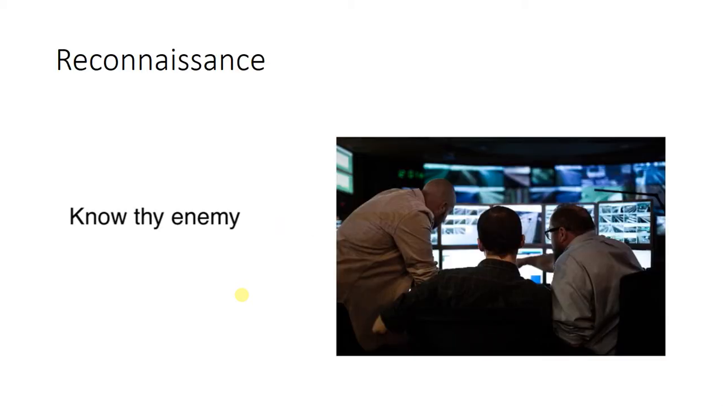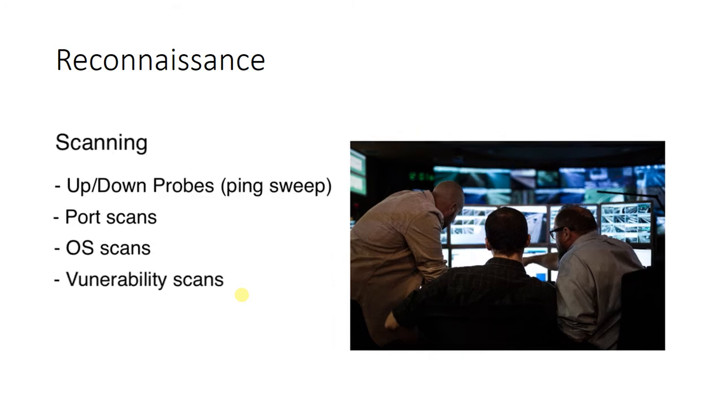Scanning is a common form of reconnaissance. Scanning can be used to determine which IP addresses are active using up-down probes on the host. A ping sweep is an example of this type of scan. Since ICMP echo and echo replies may be filtered, attackers have devised many alternative methods to perform up-down probes.